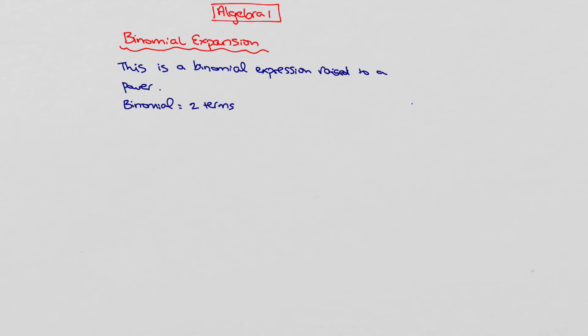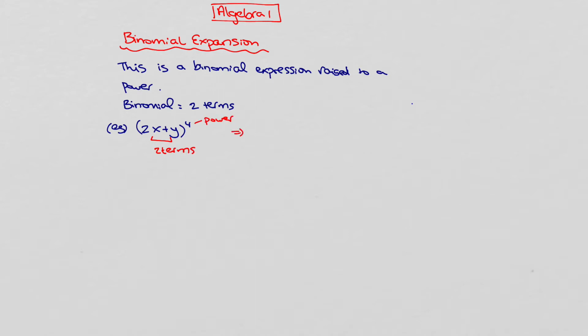Algebra 1, binomial expansion. This is a binomial expression raised to a power, where binomial means two terms. So, for instance, we might have something like 2x plus y raised to the power of 4. So we see inside the brackets we have two terms and the power is 4.